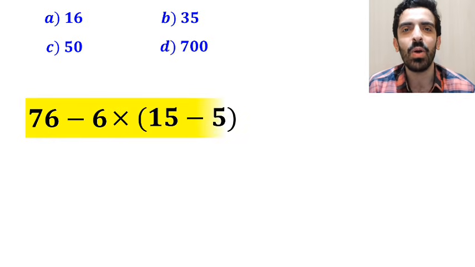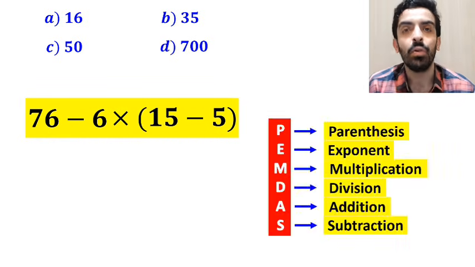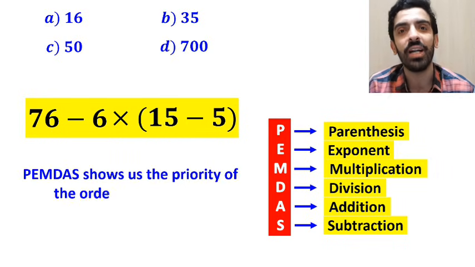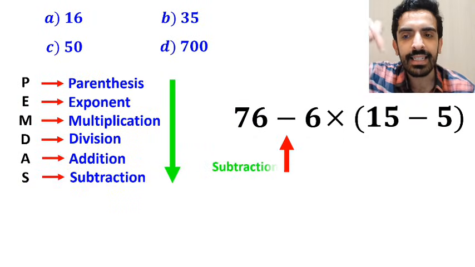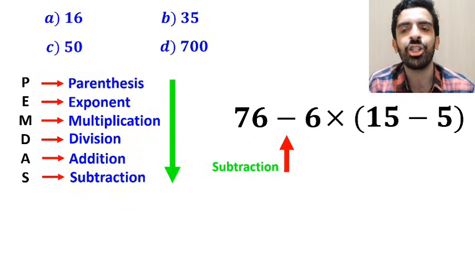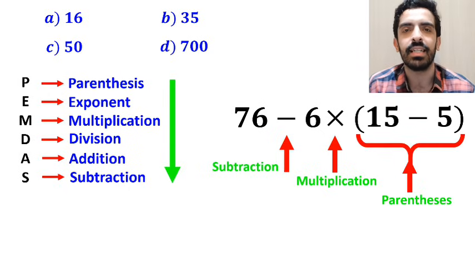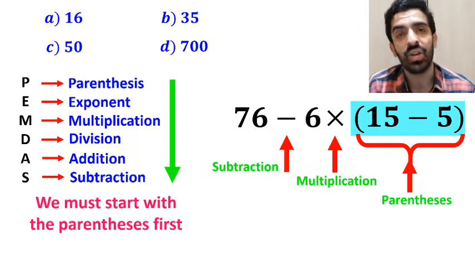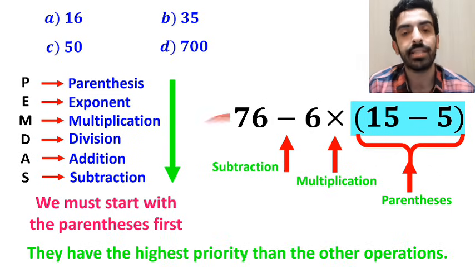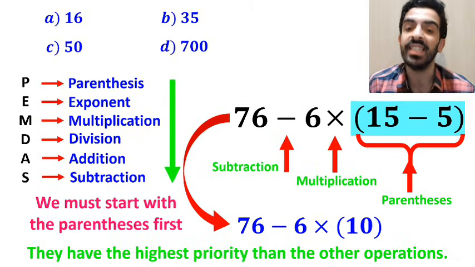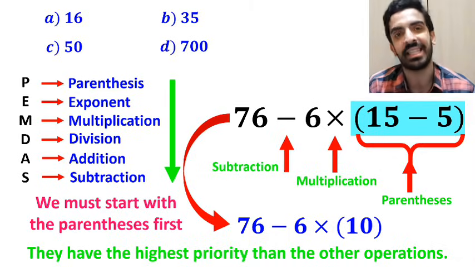Alright, now let me show you how to solve this expression correctly. To solve this question, we need to follow a rule that is called PEMDAS. PEMDAS shows us the priority of the order of operations. Alright, as you can see on the screen, in this expression, first we have a subtraction sign, then a multiplication sign, and finally parentheses. We must start with the parentheses first, because they have a higher priority than the other operations. So, we can rewrite this expression as 76 minus 6 multiplied by 10.